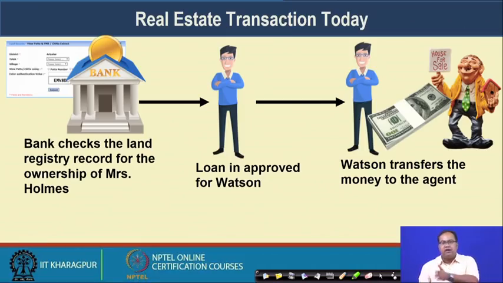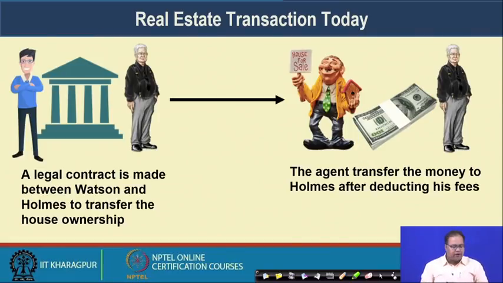Then Watson can transfer the money to the agent. Once Watson transfers the money to the agent, a legal contract is made between Watson and Holmes to transfer the ownership of that house from Holmes to Watson, and then the agent transfers the money to Mrs. Holmes after deducting his fee. In this entire process, if there is no dispute case, the process is much easier, but at any level, if there is a dispute case, the entire process becomes very complicated, and it becomes difficult to prove the ownership of that particular house, land or property.